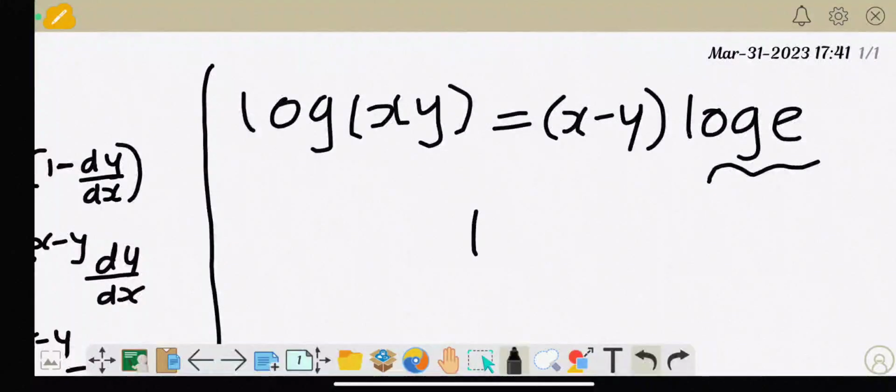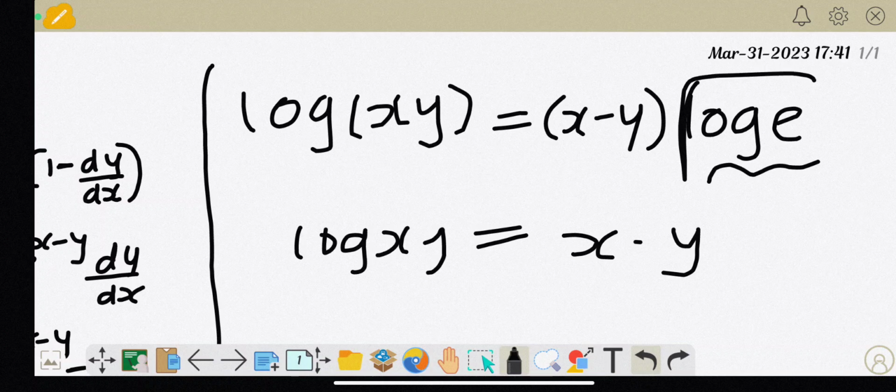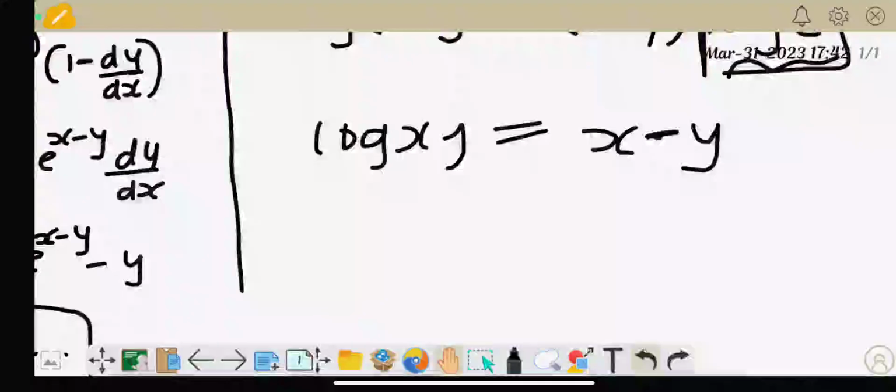So usually if you write log, it is base 10, but in your textbook it is assumed that log means natural base e. Okay, so it is 1. So log xy is equal to x minus y. Okay, this term reduced to 1. Okay, now differentiate on both sides.